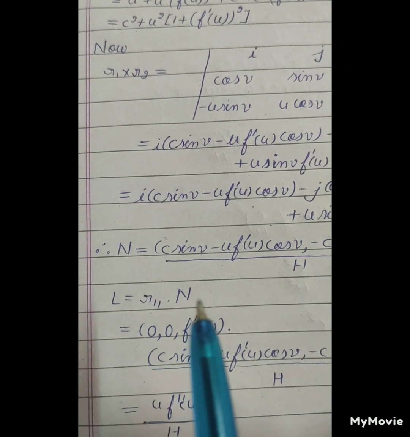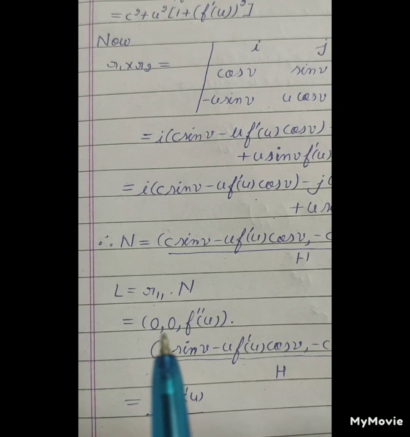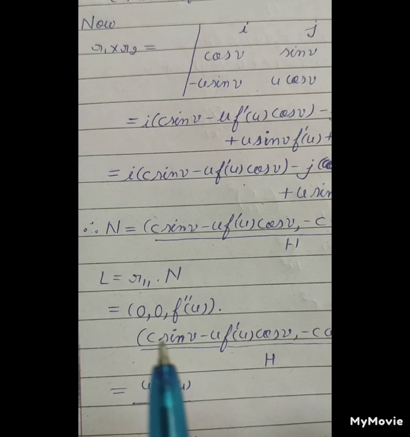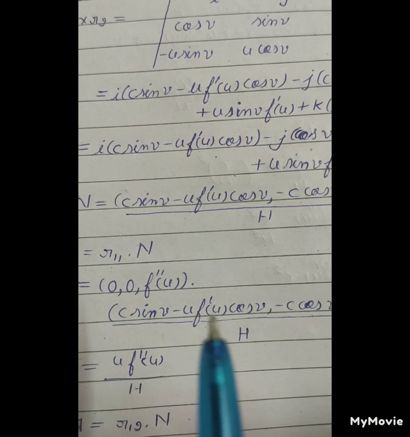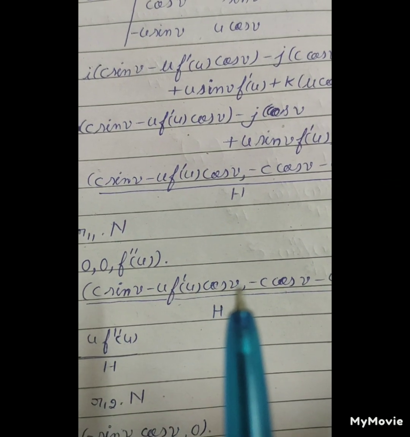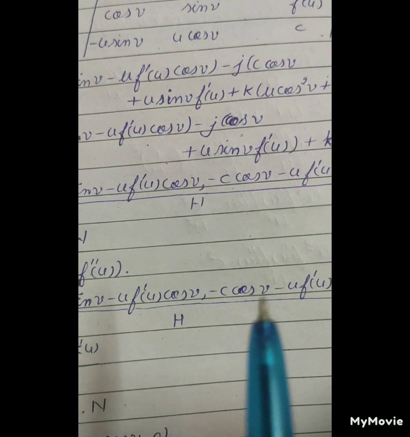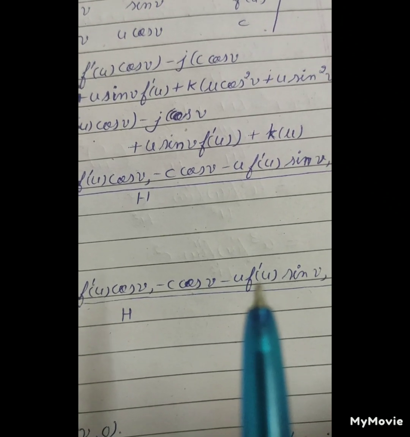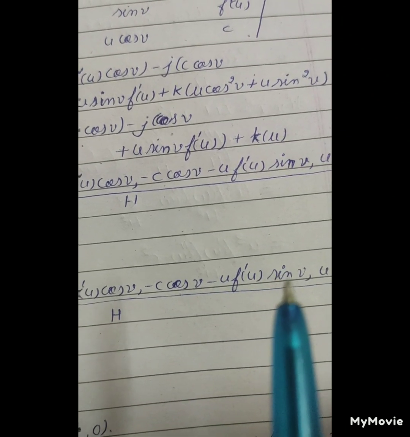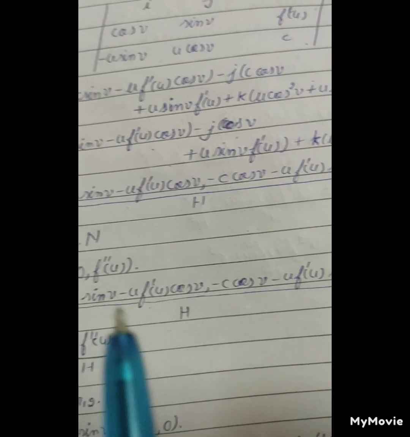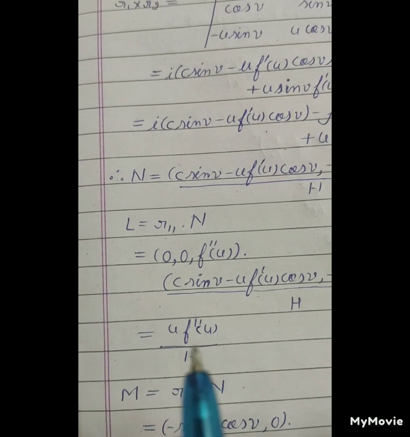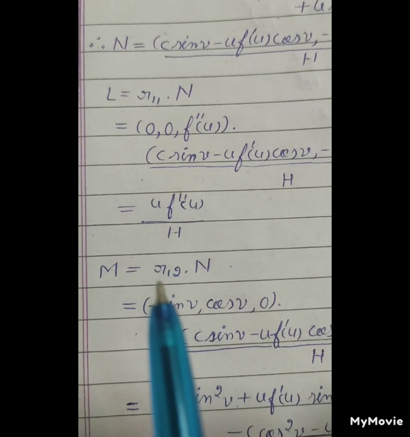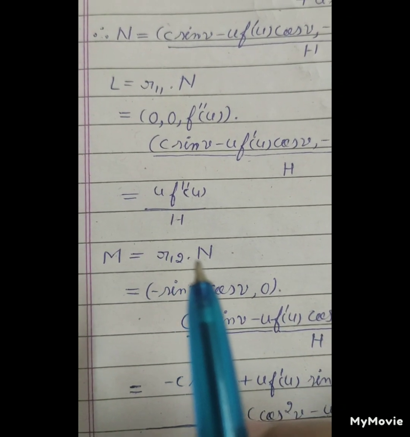So L equals r11 dot n, equals (0, 0, f double dash u) dot (c sin v minus u f dash u cos v, minus c cos v minus u f dash u sin v, u) upon H, equals u f double dash u upon H.